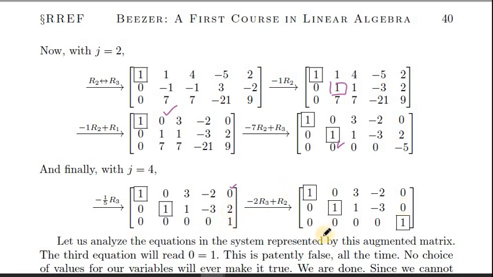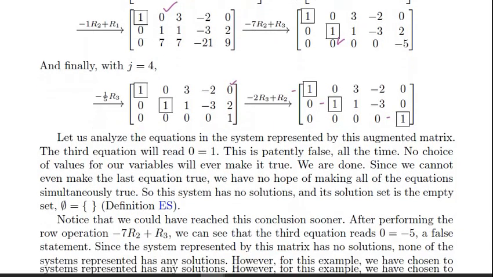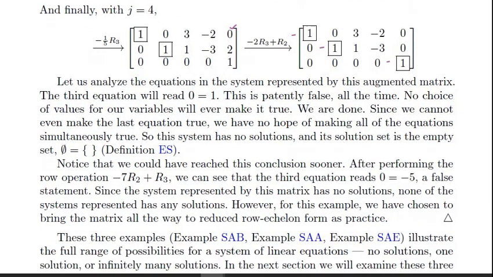Is this reduced row echelon form? I have no 0 rows. I have leading ones in every row. Each leading one has zeros everywhere else in that column. Okay, so let's think about what equations this corresponds to. Remember, this is an augmented matrix. These are variables x1, x2, x3, x4, and this is a constant column.